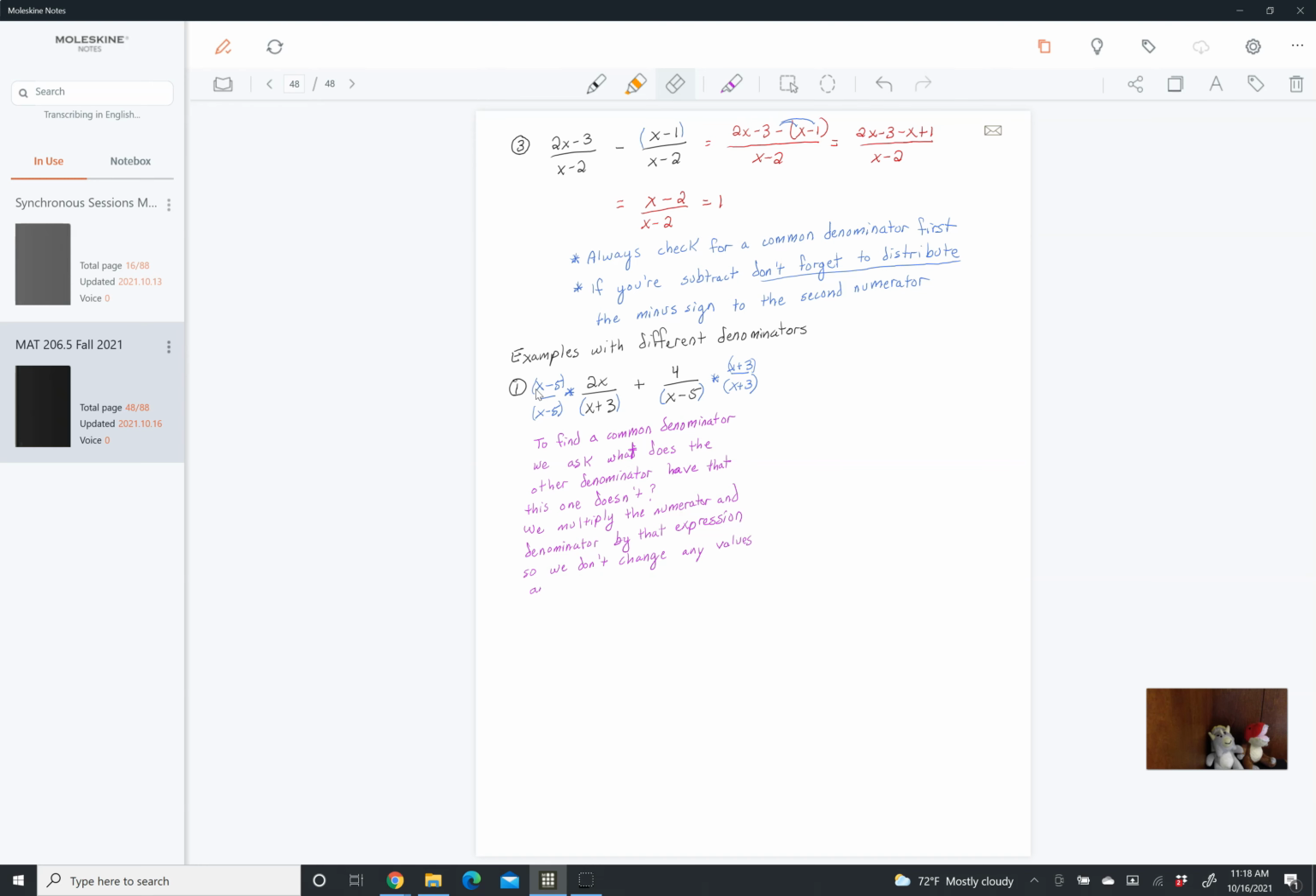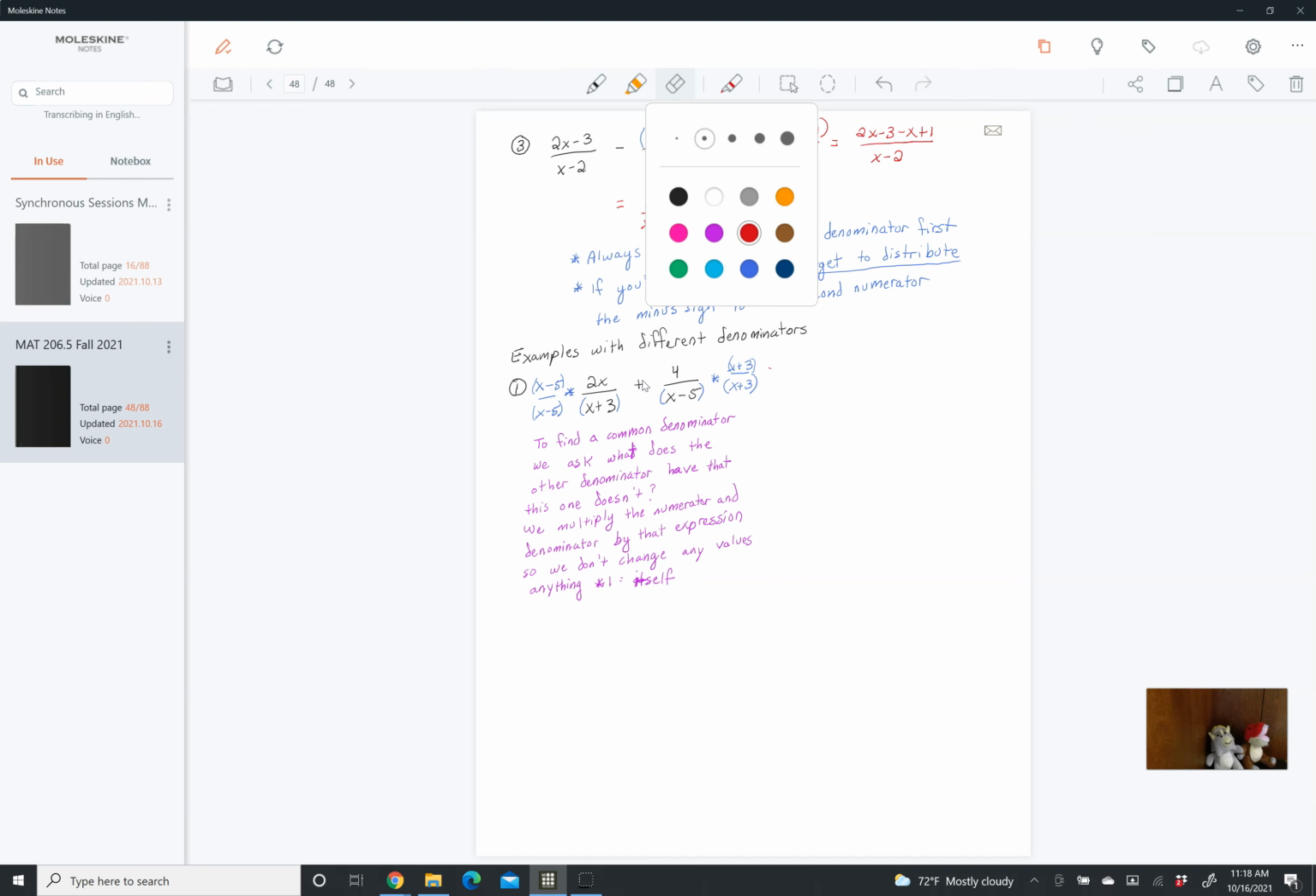In other words, anything times 1 is equal to itself. Okay. So what do we do from here? Well, from here, we're going to distribute. You do not have to multiply out the denominators. In fact, I would strongly encourage you not to, okay? So only multiply the numerators.